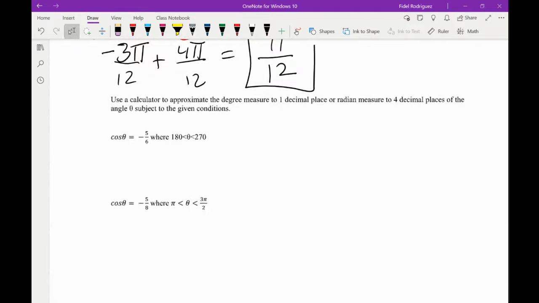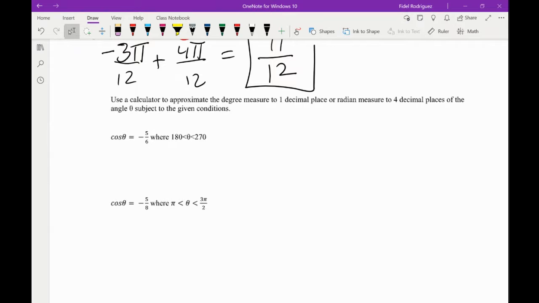Okay. So guys, let's take a look at these next two problems. Similar type problems. The directions say use the calculator to approximate the degree measure to 1 decimal place or radian measure to 4 decimal places of the angle theta subject to the given conditions. When I look at the first problem, do you think I want my answer in degrees or radians? Look at the conditions. It's in degrees, because it's telling us that theta is going to be between 180 and what? 270. So that should give you the idea that that one's going to be in degrees, right?